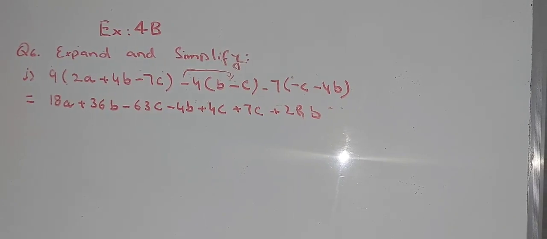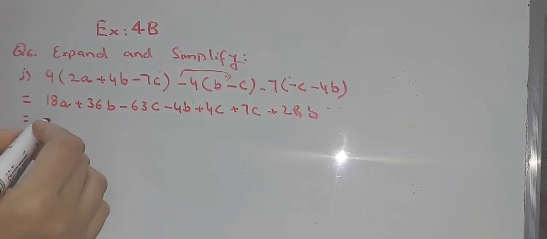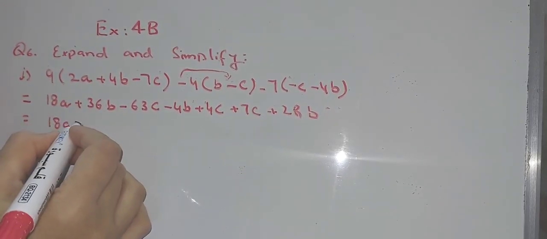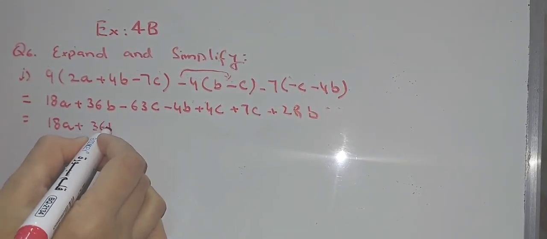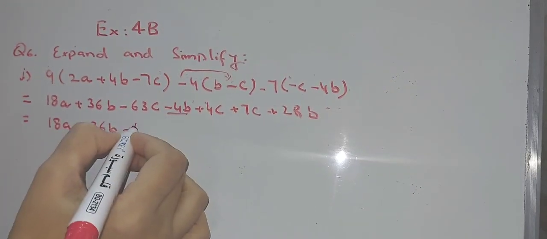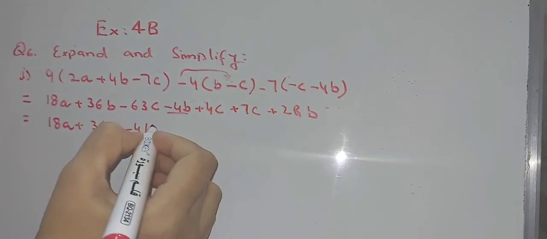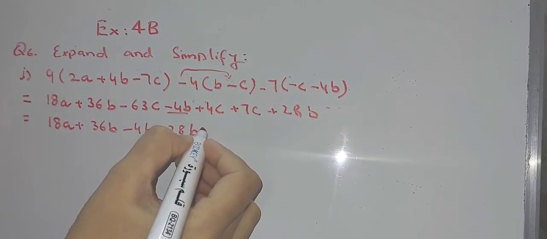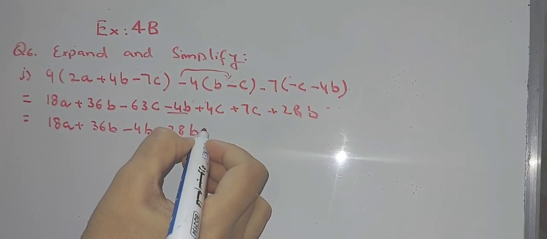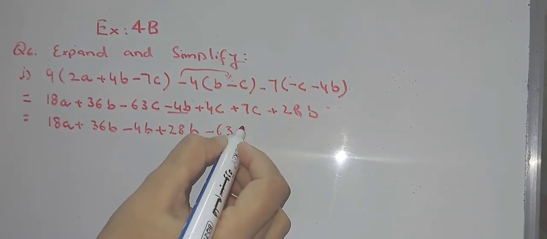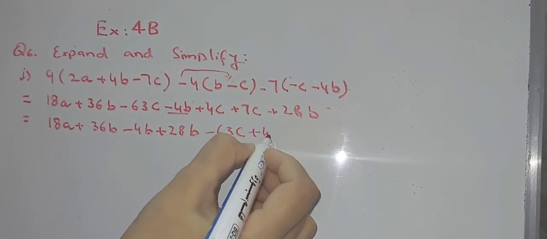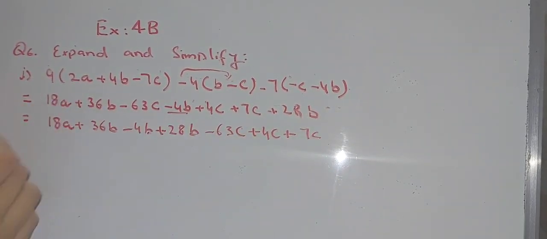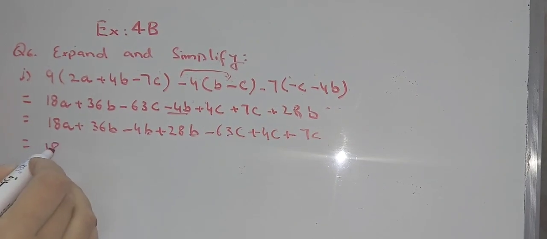Now we have to arrange the like terms together. So it will become 18a, because there is no other term that carries variable a. Now plus 36b, then minus 4b, then plus 28b. Then we write the c terms, minus 63c, plus 4c and then plus 7c. Fine.